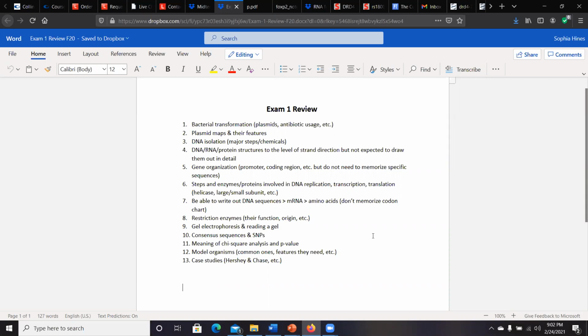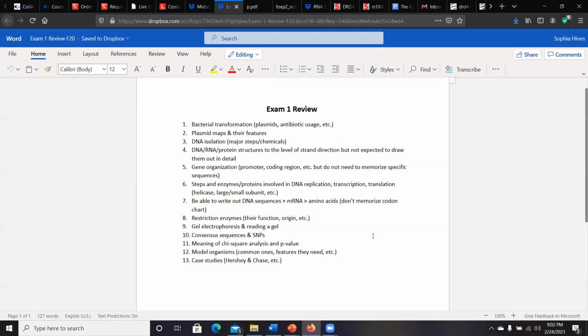Topic 3 is DNA isolation. So major steps, chemicals. That's more for knowing how we did it. I'm not going to ask specific chemicals or anything on that, but just remembering how cells work, and that you would need to split them apart to get the chromosomes away from the plasmids and that sort of thing.